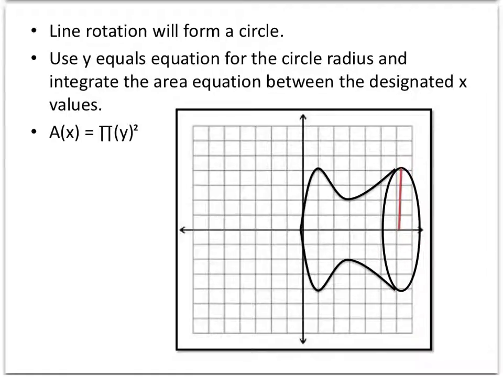And so the equation line here will equal the circle's radius, and we will integrate the area equation between the designated x values. So for area, we will end up using the formula pi times the y equation squared, which is also, if you notice, the equation for a circle, because our cross-section is indeed a circle.